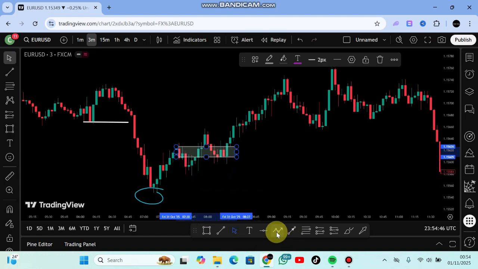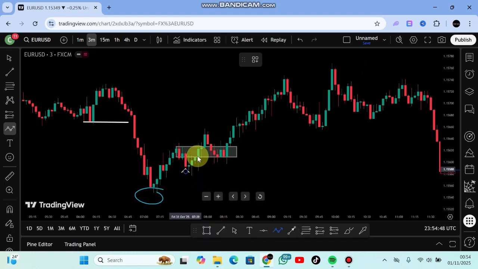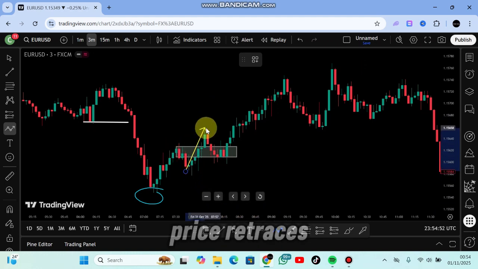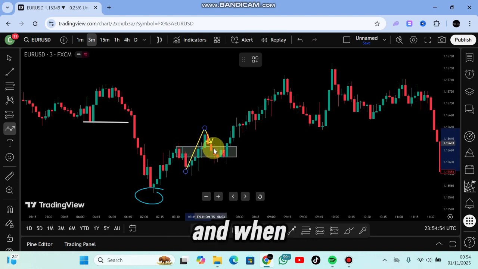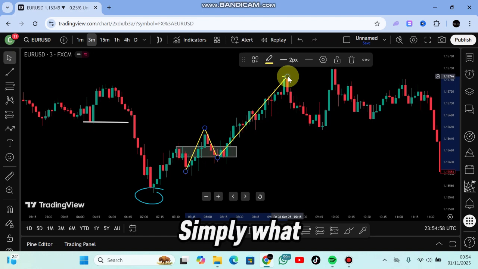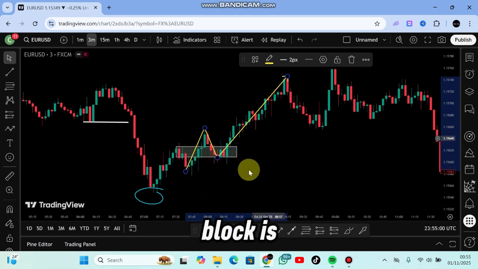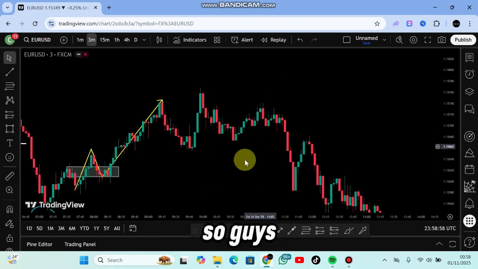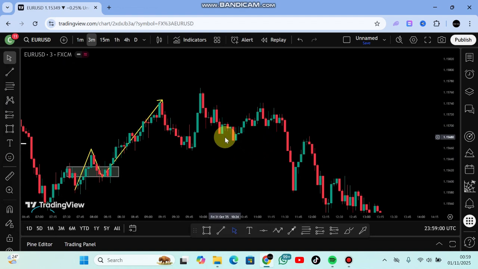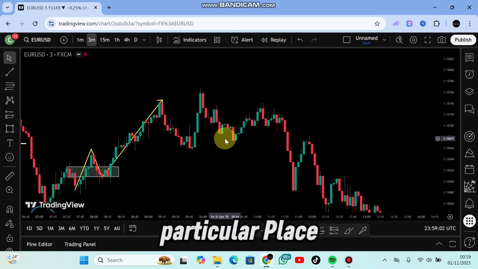I can see right at this particular place, price pierces through the order block candlestick, and you can see price retraces back in this particular place. And when price retraces back, what do we see? An upward movement. So guys, this is simply what a mitigation block is. It's really very easy.